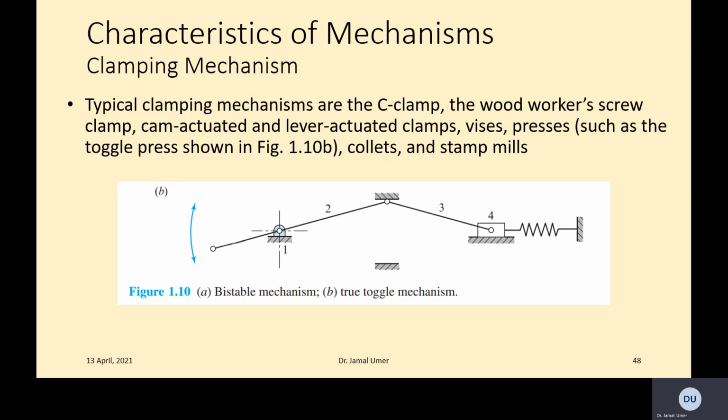Then there was a clamping mechanism that we discussed. The clamping mechanism is basically a kind of true toggle mechanism. Typically, clamping mechanisms are the C clamp, the woodworker's screw clamp, the cam actuated and the lever actuated clamp. This is one of the lever actuated clamps where you apply forces through this lever. This is similar to another category, the toggle mechanism, which can be classified as a clamping mechanism as well.